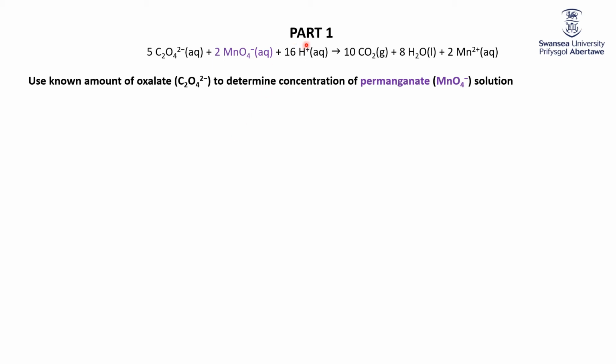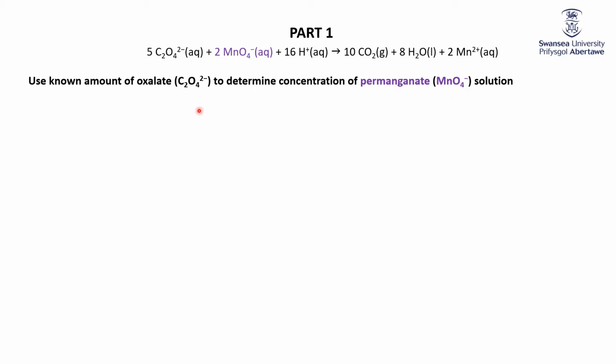So we'll start with part one, always a good place to start. We're going to take a known amount of the oxalate, C2O4 2-, and we're going to react that up with a permanganate solution. If we know the amount of oxalate and we measure how much permanganate solution we need to react with all that oxalate, then we can determine the concentration of the permanganate solution.